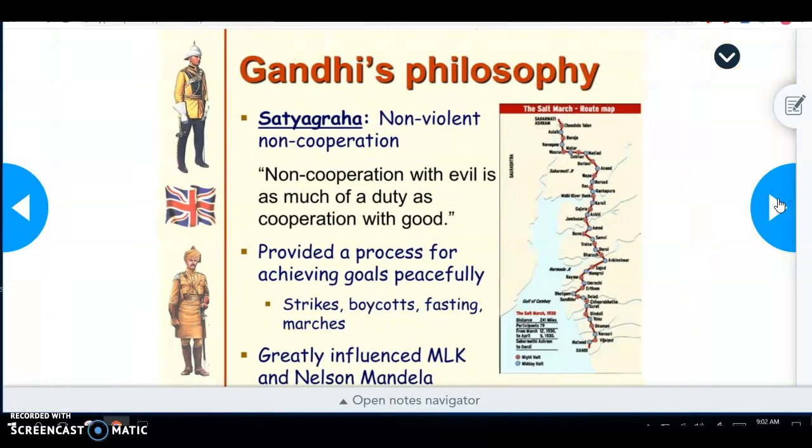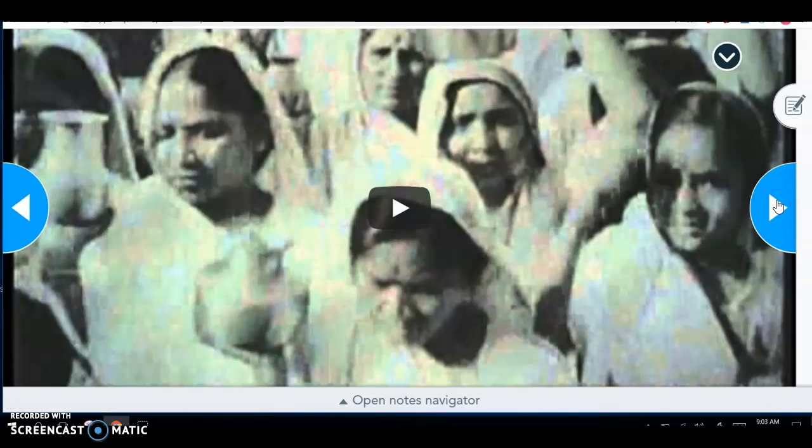So Gandhi's philosophy, another vocabulary word, Satyagraha, is nonviolent non-cooperation. So this is that idea of you doing nonviolent protest, where you're protesting, you're marching, you're being disobedient in a civil way. It's providing a process for achieving goals peacefully, including strikes, boycotts, fasting, marches. And again, these are the same ideas that MLK and Nelson Mandela are going to use years later. So they repeat Gandhi's philosophy of this civil disobedience.